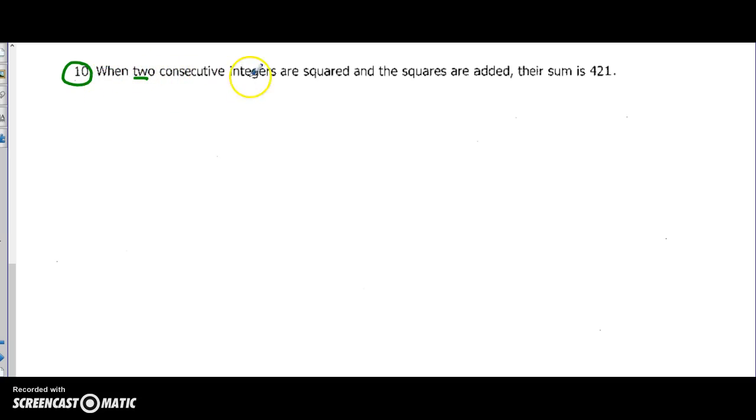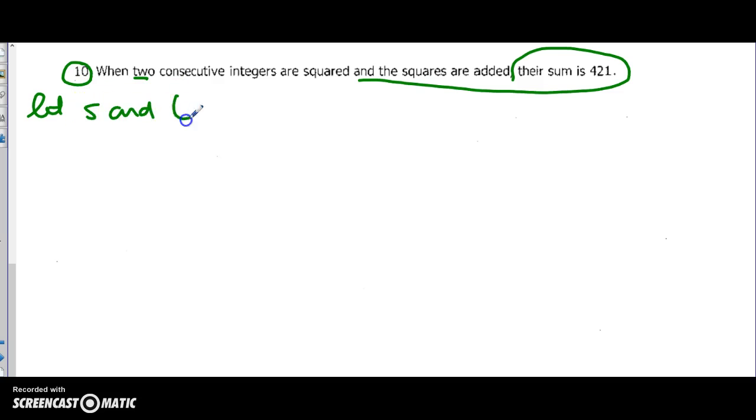So if I have two consecutive integers that are squared and the squares are added, their sum is 421. So when we set up a question like this, we have to define our variables. We could do x and y, but I get sick of that. So let's go, I don't know, s and t represent the numbers in question.